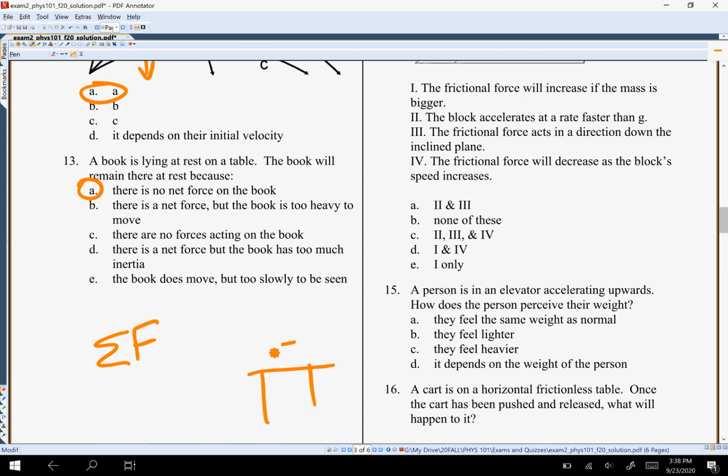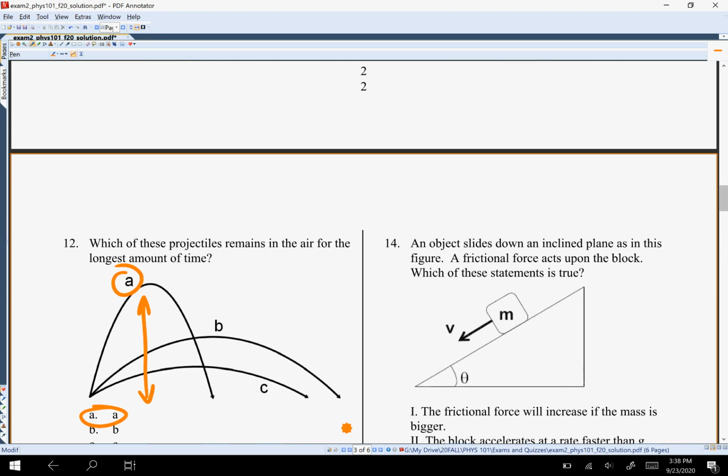It doesn't mean that there are no forces. If this is my book, I have lots of forces acting on it. I have my normal force, I have my weight, I might have some other forces acting on it, but it just means that there is no net force acting on that object.